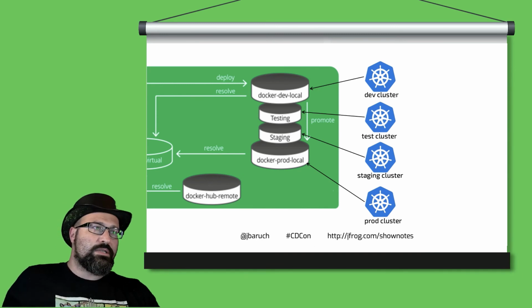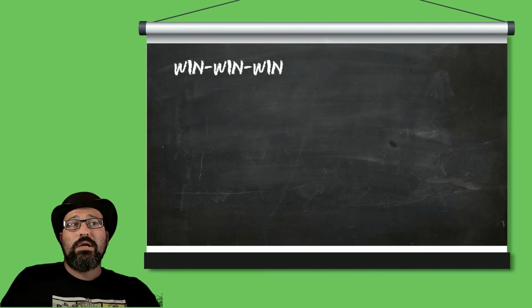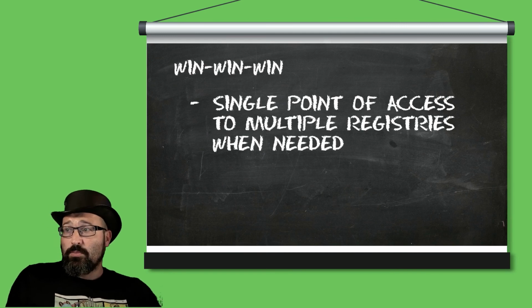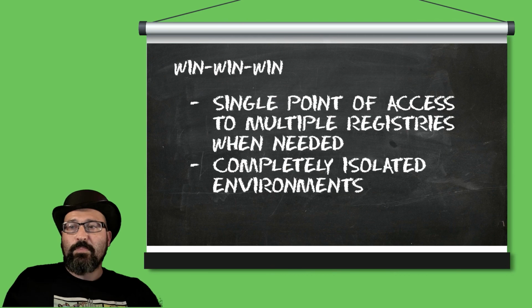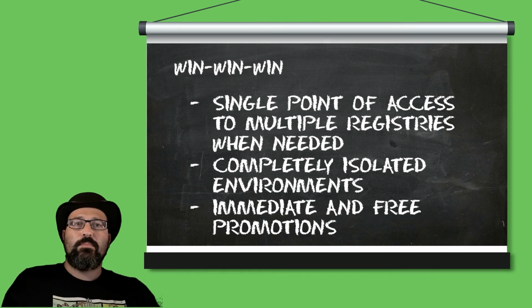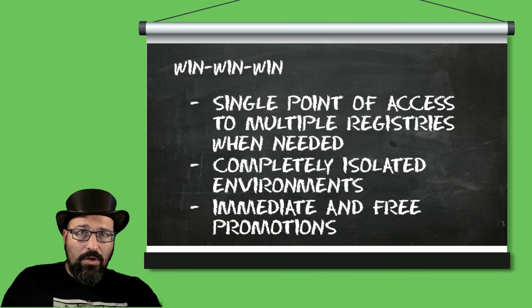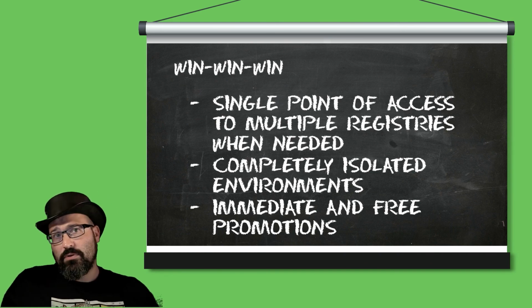Those are the quality gates. So we have a win-win-win situation in which you have a single point of access to multiple registries when you need it. That's the virtual registry. You have completely unrelated environments, and those are the quality gates. And you have immediate and free promotions between all those registries because of the unified checksum-based deduplicated storage for all of them.